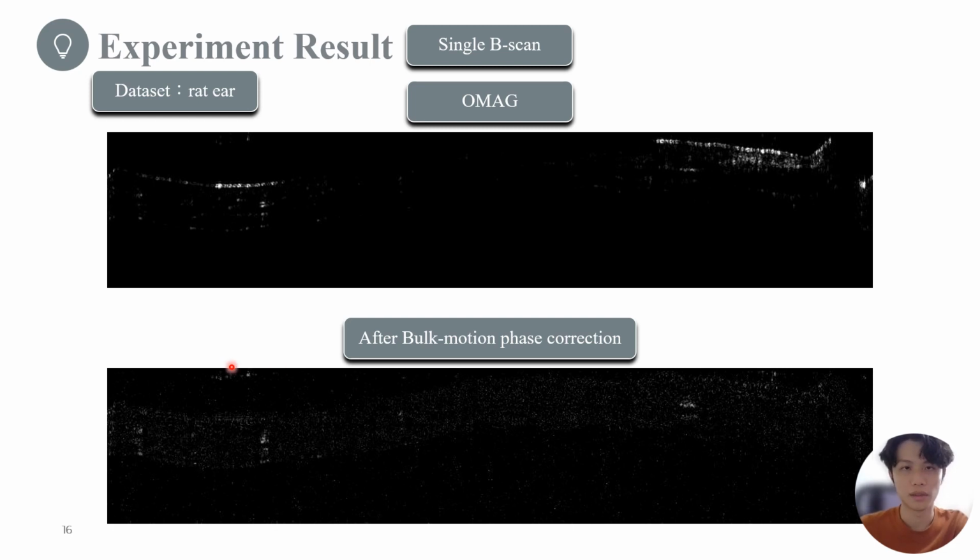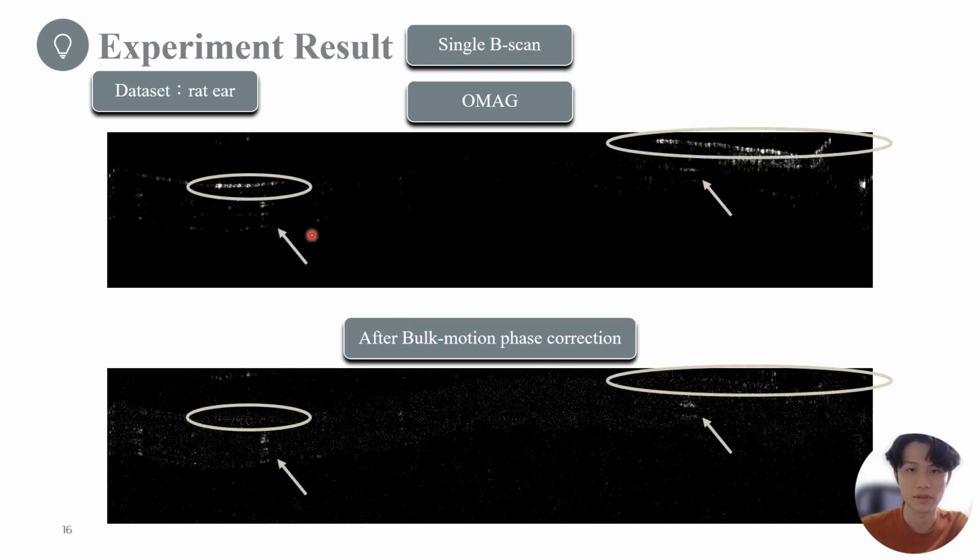Okay, and this is the experimental result of the bulk motion phase correction method based on histogram analysis that I refer to in this paper. We can find that the part of the bulk motion that is circled, representing the surface layer, has been removed. And at the same time, the part of the blood flow signal that is pointed to by the arrow has been retained.